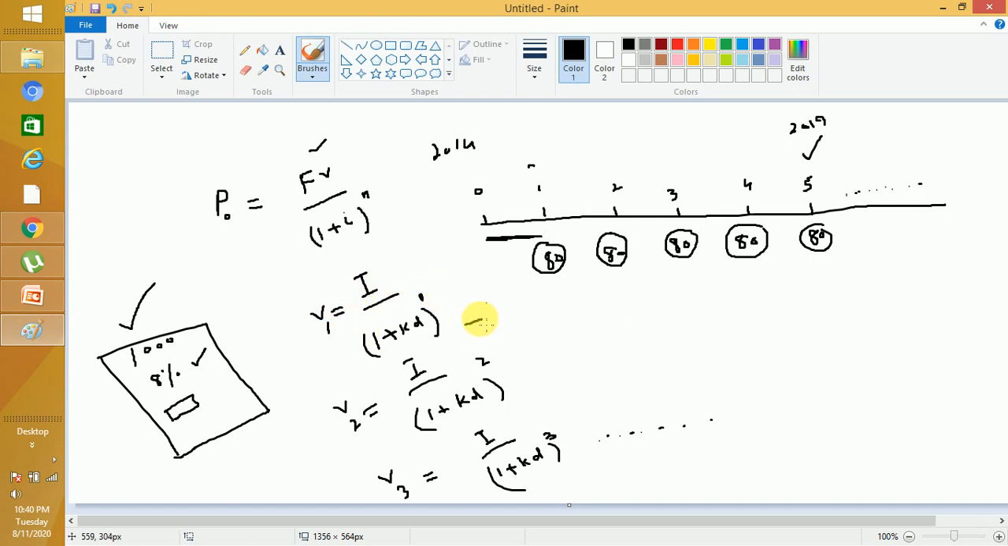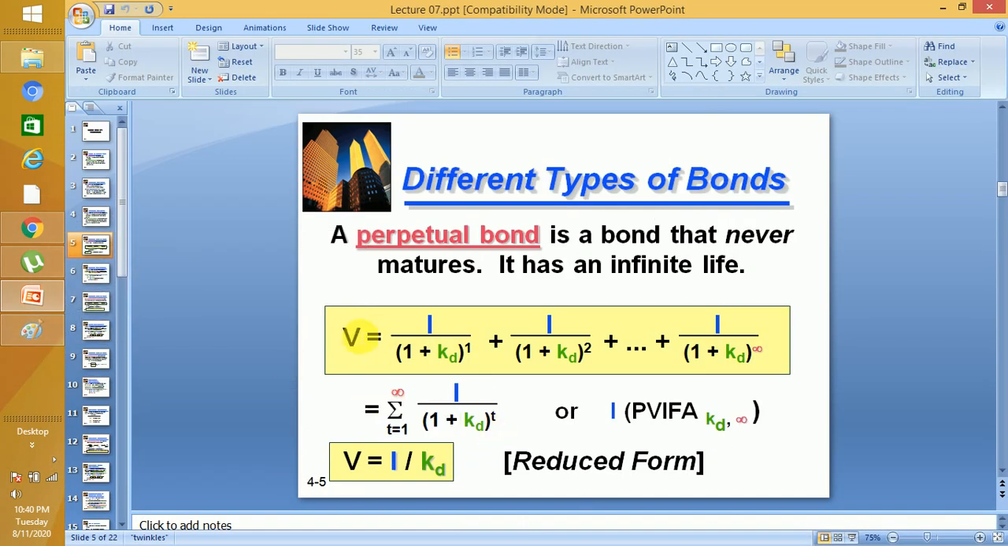So what will we do? We will add all these. So what will be the value of the bond? I divided by 1 plus KD power 1, plus I divided by 1 plus KD power 2, plus I divided by 1 plus KD power 3, and so on, and the last one I divided by 1 plus KD power infinity.